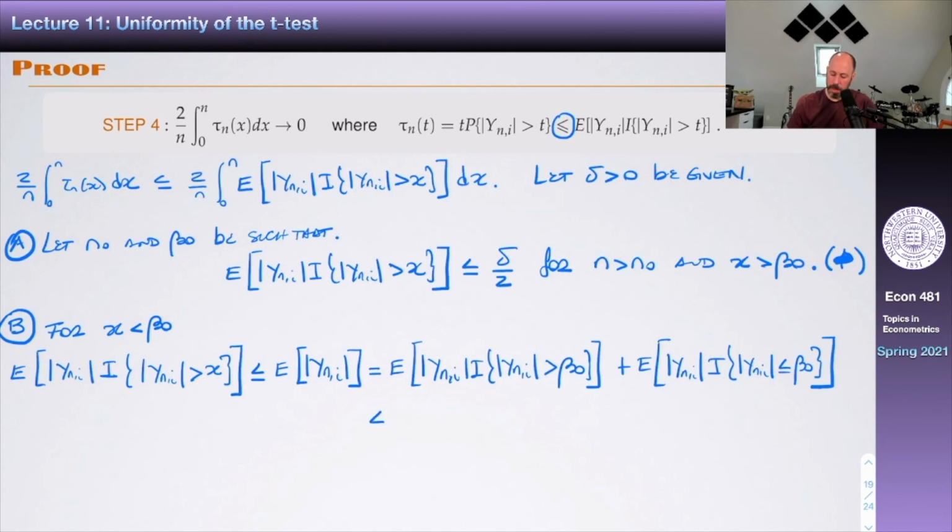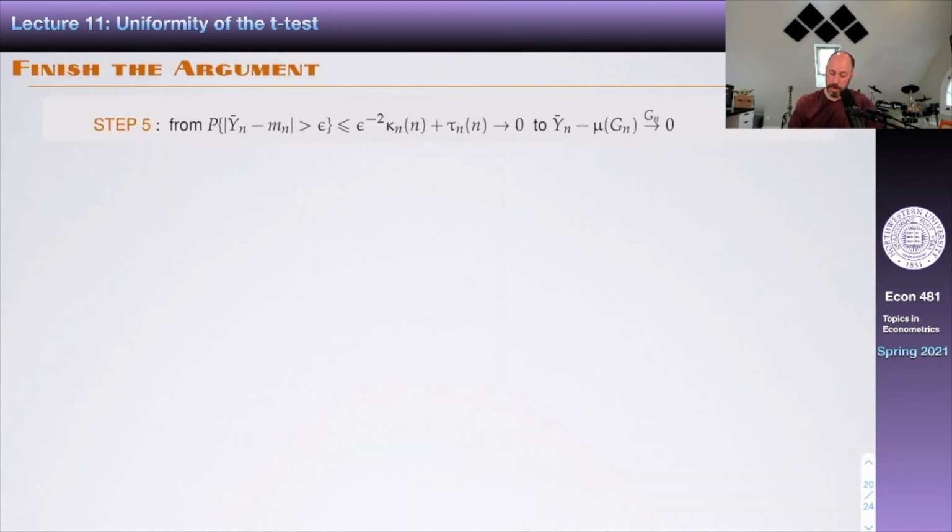And this is less than or equal to delta divided by 2 plus beta naught. So here comes the last part. Let's see if I can make it fit.